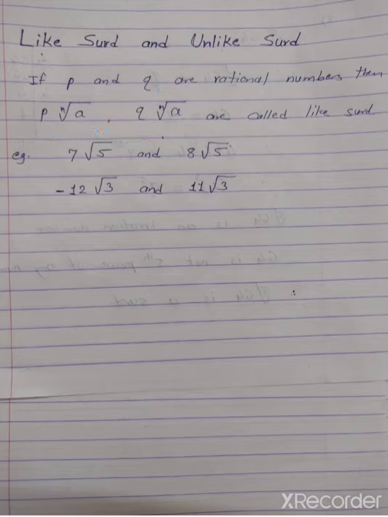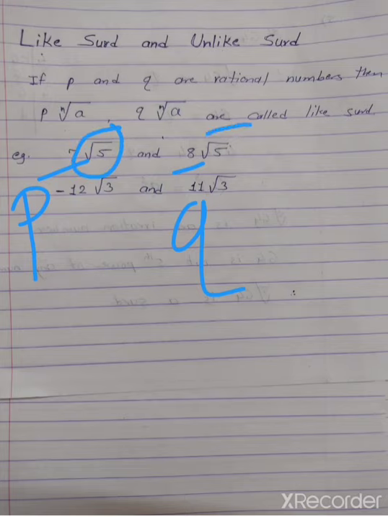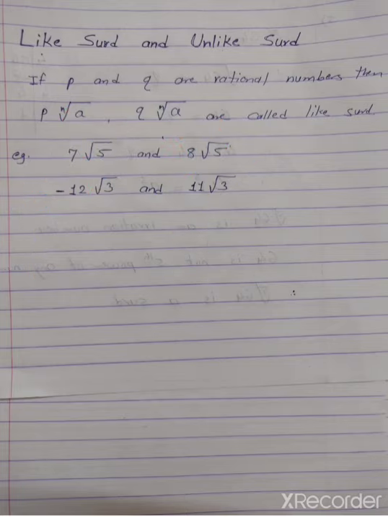Here I write some examples. Here you can see 7 and 8. Here 7 means p and 8 means q. You can see the power is 2. Not given, it means 2, because it is a quadratic surd. And the radicands are 5 and 5. In both surds, the power and radicands are the same. Therefore, these are examples of like surds. Here also you can see these are like surds.